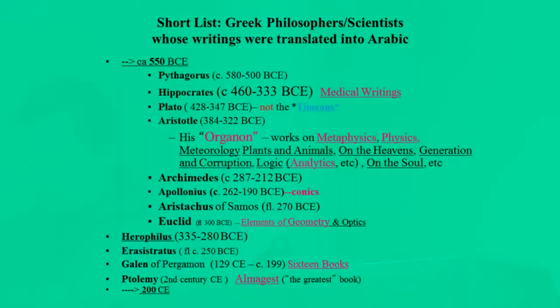Now, next, of course, we have Aristotle's great Organon, which includes both all of his logical works and his scientific works: the Metaphysics, his book on Physics, Meteorology, plants and animals, On the Heavens, Generation and Corruption, all the logical works, and On the Soul. All of these things were translated into Arabic, and so they had the whole corpus there. It was given to them as a huge platform.